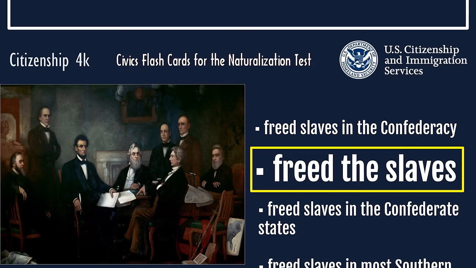What is the name of the national anthem? The Star-Spangled Banner.